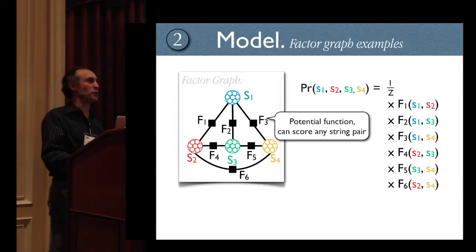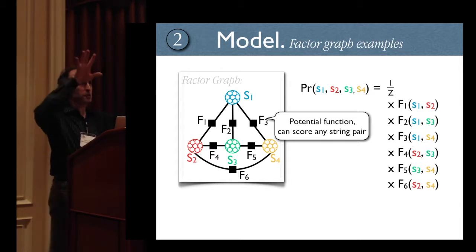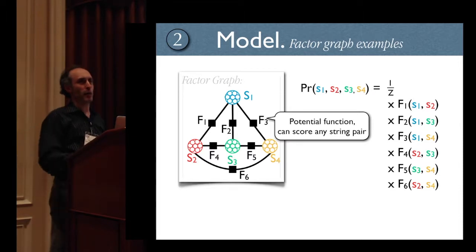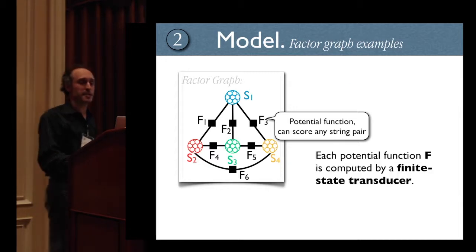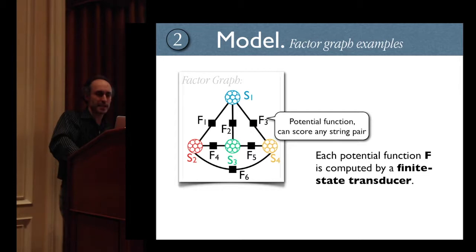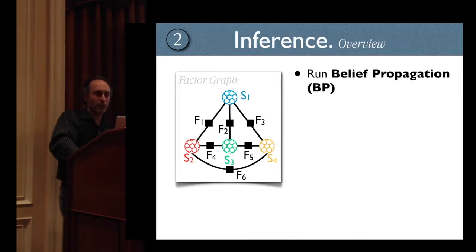So this is now an undirected graphical model. I was showing you a directed one before, which you probably want to use for derivational morphology, so you can continue to generate new forms ad infinitum. But when you have a fixed size paradigm, you can build an undirected model like this. So each of these potential functions is a globally normalized finite state transducer. And we ran belief propagation.